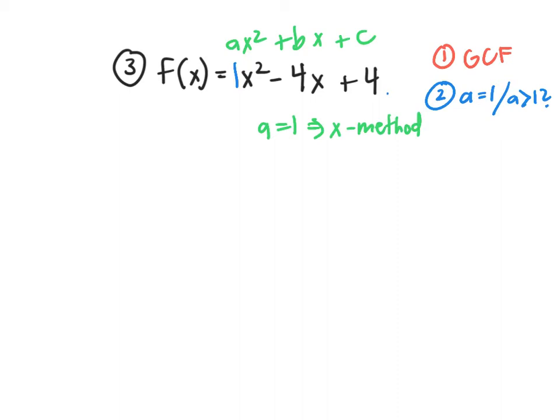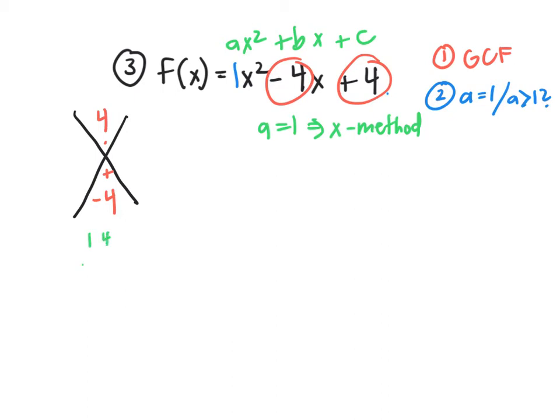So to do that, we're going to set up our little x. Remember, on the top, we want what it multiplies to, on the bottom, what it adds. And on the top, we're going to put the last number, c. So we want something that multiplies to 4. On the bottom, we want something that adds to b, which is -4. So I'm looking for two numbers that when I multiply them, I get 4, and when I add them, I get -4. Well, I know my factors of 4 are 1, 4, and 2 and 2. So I'm going to use 2 and 2.